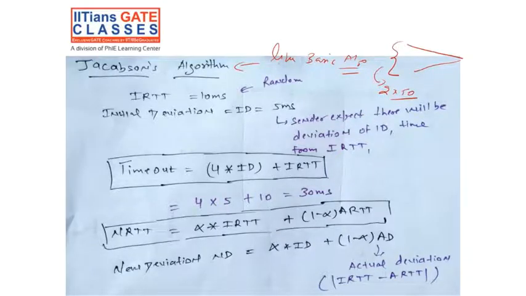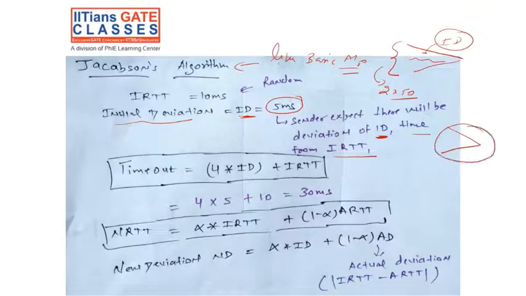But here we are assuming there is some initial deviation. Let's say the initial deviation is 5 milliseconds. The sender expects there will be a deviation of the initial deviation time for the initial round trip time. In your first or initial round trip, there is some deviation, which means there is some interruption, and for that interruption we are considering 5 milliseconds. Let's suppose this value is given.